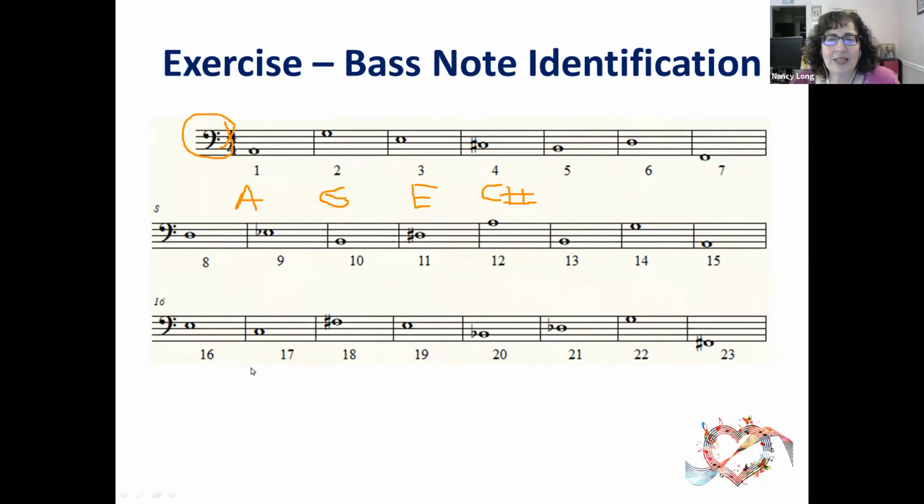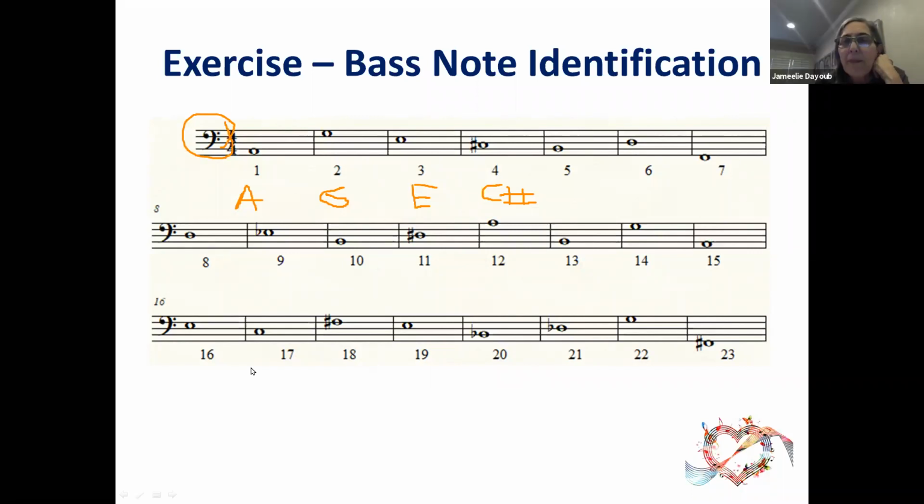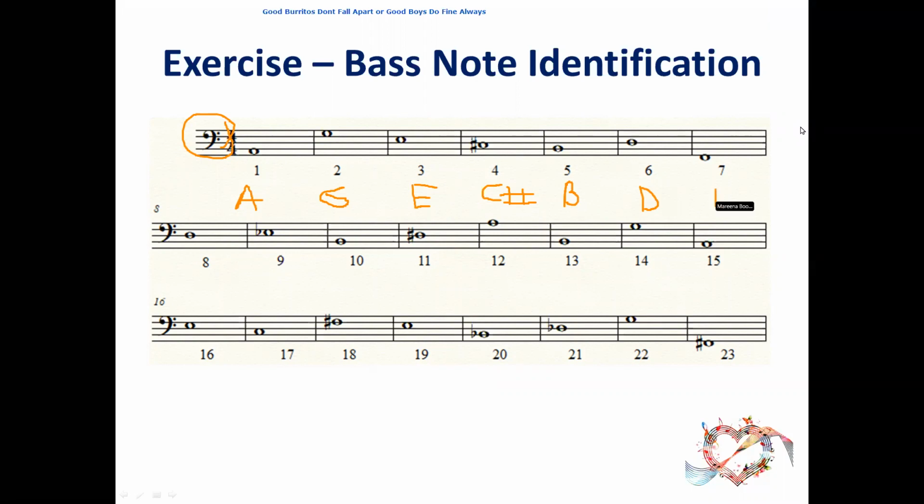So, good boys. Okay, what's that note, Jamila? Help us out. Okay, so the first one is B in the bass clef there. Good boys, yeah. And then number 6 is D. And number 7 is F because it's right below G. Good job.